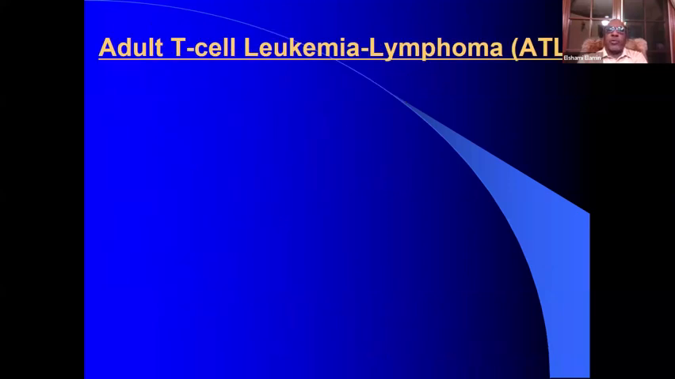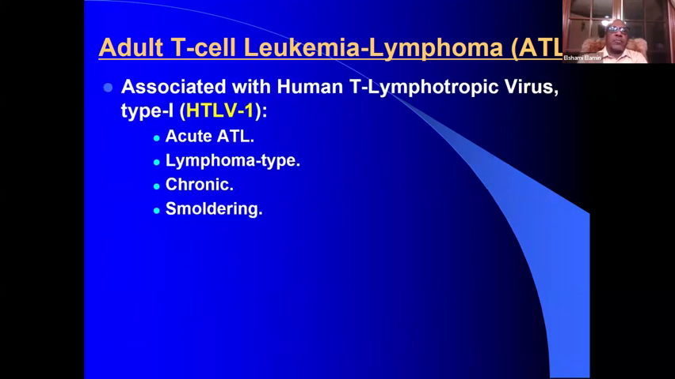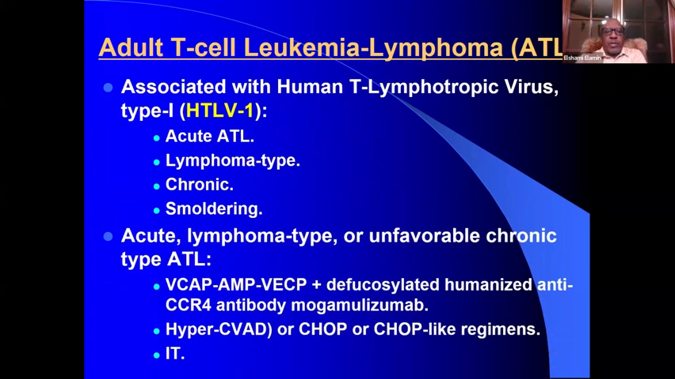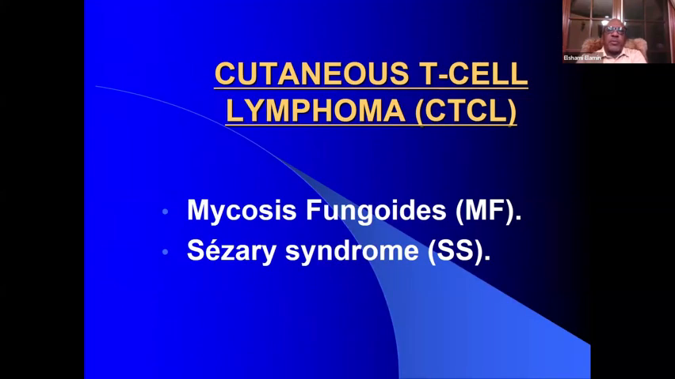Adult T-cell leukemia lymphoma, ATL, is characterized by association with HTLV-1. It has 4 types: acute, lymphoma type, chronic, and smoldering. Chemotherapy is with very complicated regimens.